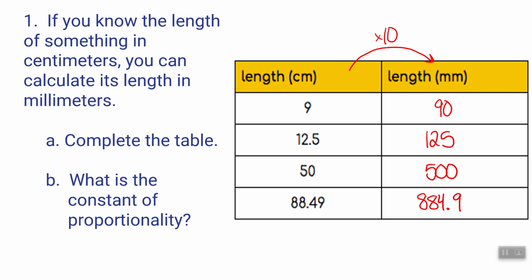Then the question is, what's the constant of proportionality? Well, the constant of proportionality is the number that you multiply the left side by to get the right side. So the answer here is 10. When you're asked what is the constant of proportionality, there are no units there. It's just a number. So again, constant of proportionality is just a number.